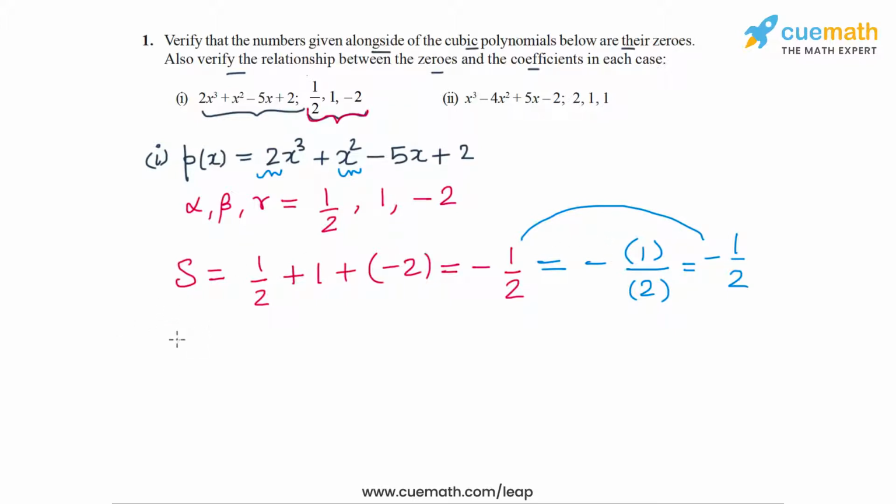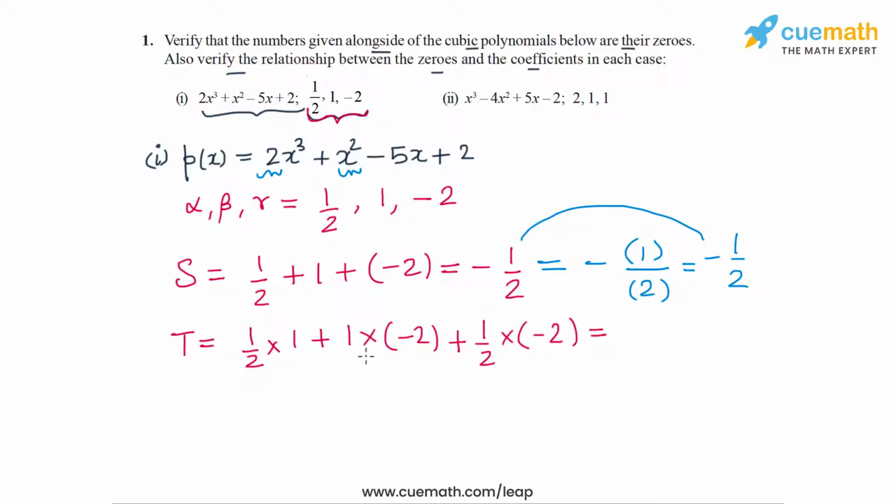Now let's find the sum of the zeros taken 2 at a time, which is alpha beta, so half into 1, plus beta gamma, so that's 1 into minus 2, and then we have alpha gamma, so that's half into minus 2. So this is equal to, the first term is half.